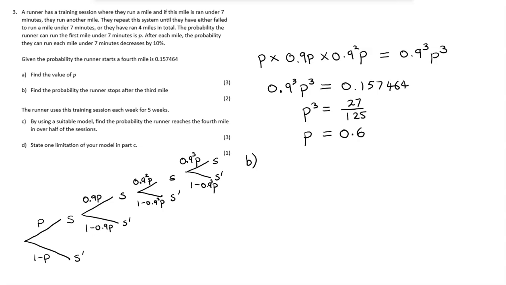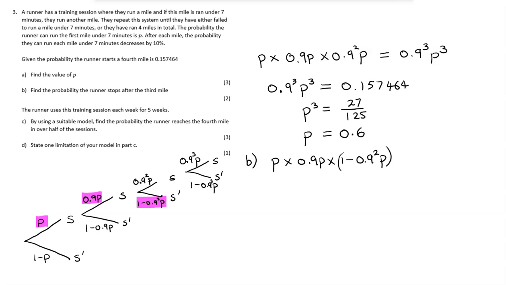So if they stop after the 3rd mile, they had to be successful for the first one, successful for the second, and failed to do the 3rd one, okay? Because they're stopping after the 3rd one, which means they're not going on to do the 4th. So we're just going to follow that pathway through of p times 0.9p times (1 minus 0.9) squared p.